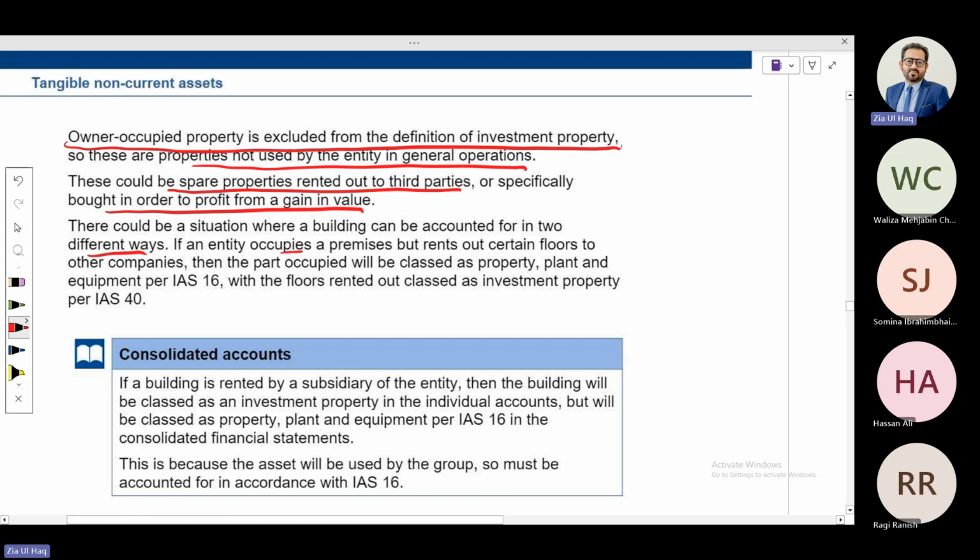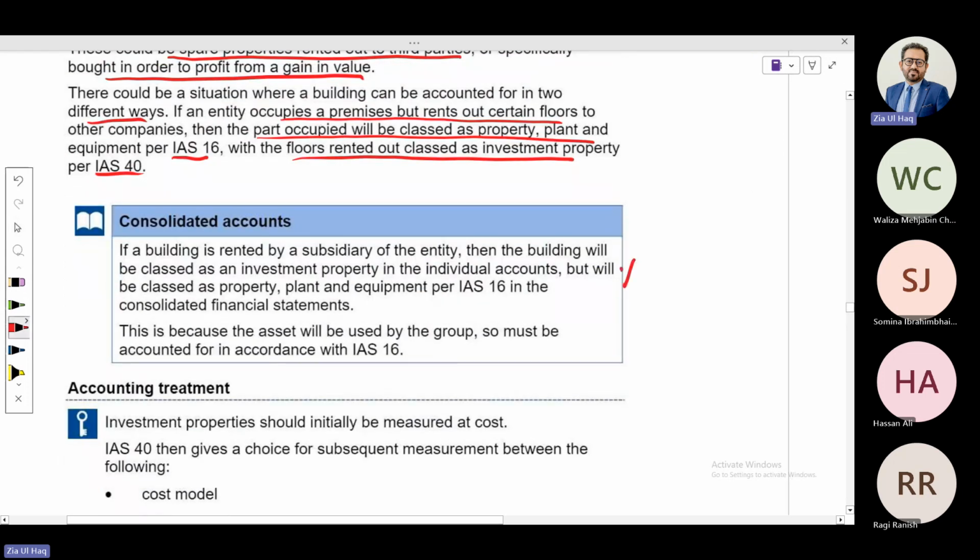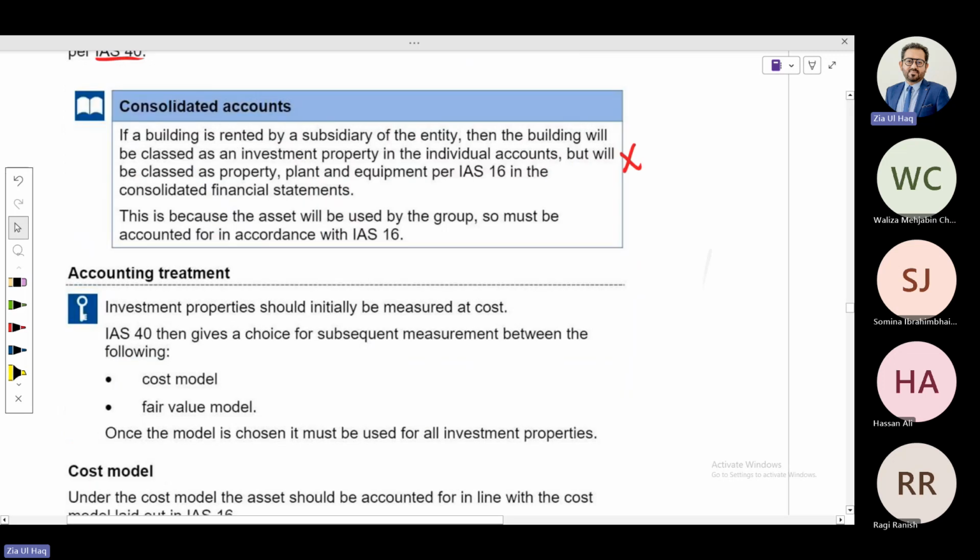If an entity occupies a premises but rents out certain floors to other companies, then the part occupied will be classified as property, plant and equipment per IAS 16. And the floor rented out is classed as investment property per IAS 40. This consolidated account paragraph, leave for a moment, we will cover it in consolidation. What could be the accounting treatment?